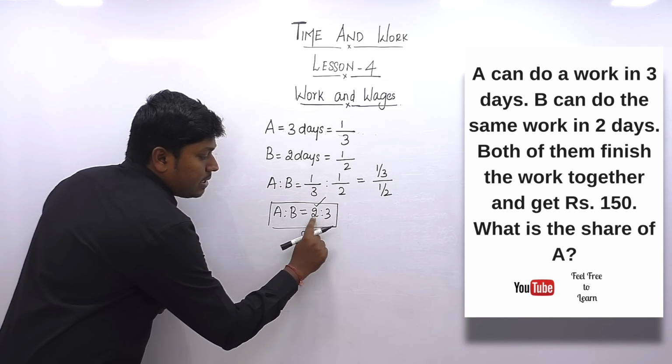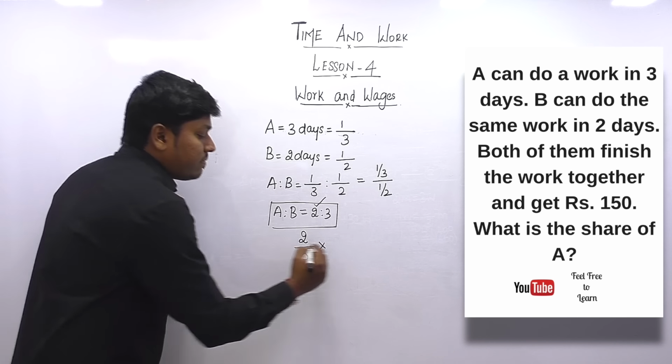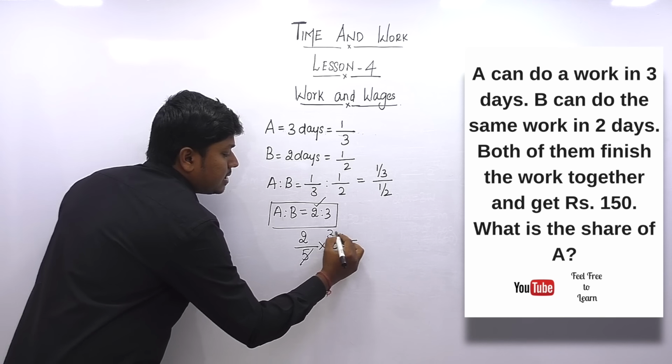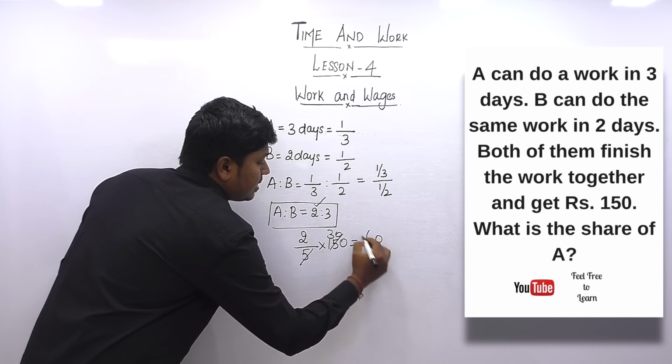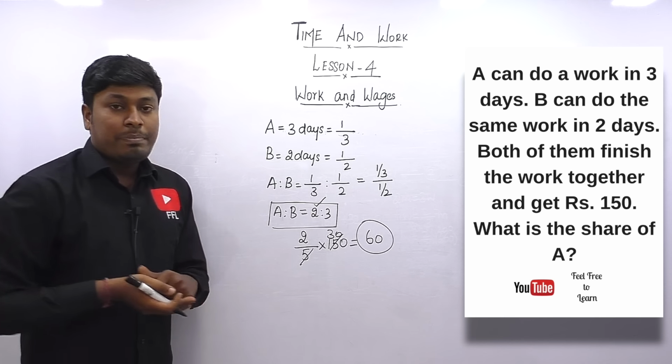Out of total, 3 plus 2 will be 5. And we know that they undertook a job for rupees 150. So 2/5 into 150. When you cancel, this becomes 30. So 30 into 2 will be 60. So finally we can say that the share of the person A will be rupees 60.